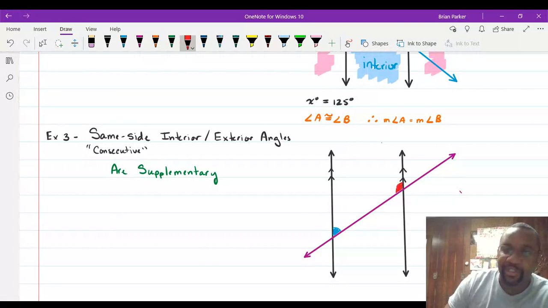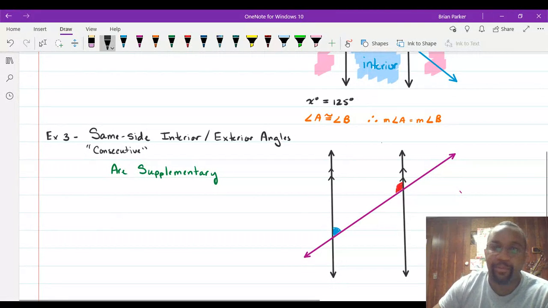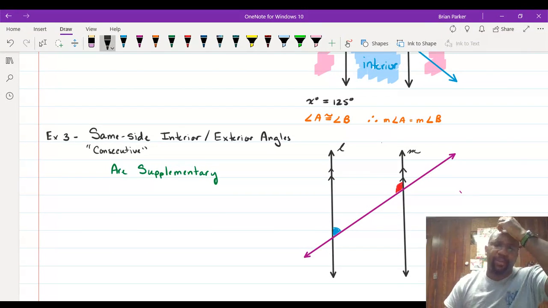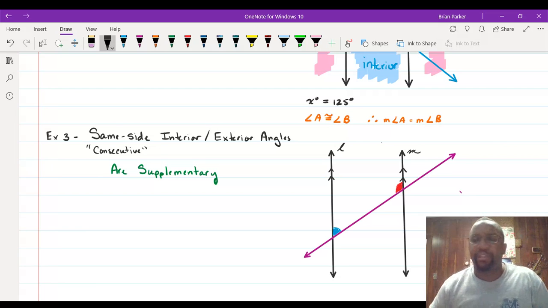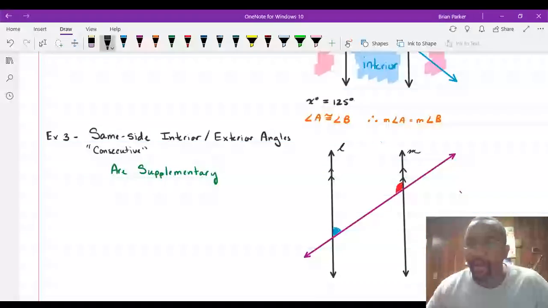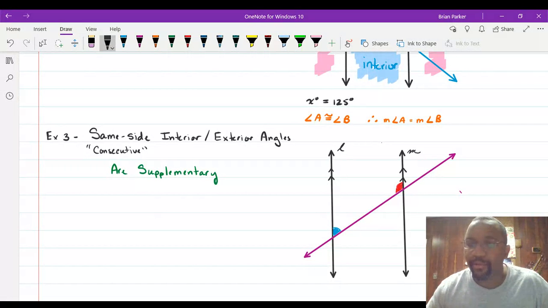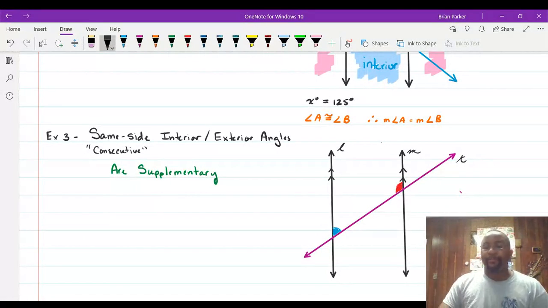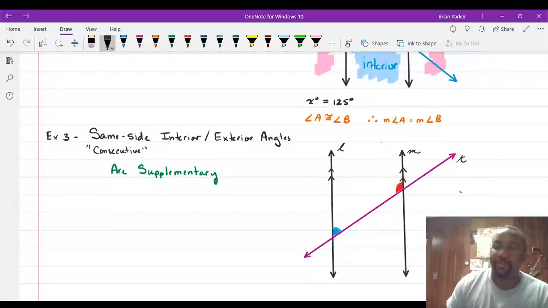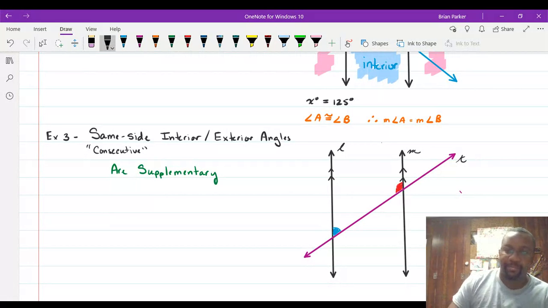But as long as these two lines are parallel here, we can name these lines. We can call this line L and this could be line M. Okay, they use cursive letters when they're naming lines. This can be transversal S or T. Let's call it T, transversal T. Anyway, so they're obviously not congruent. So the relationship is supplementary. All right, the relationship is supplementary.